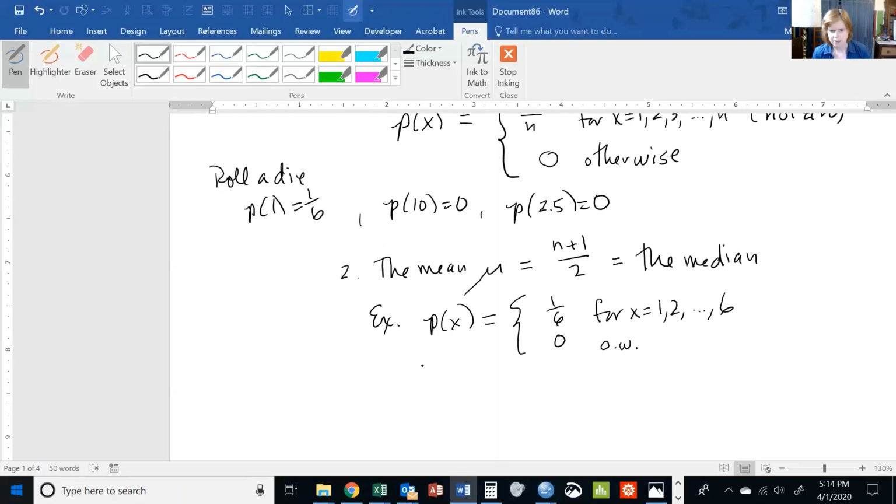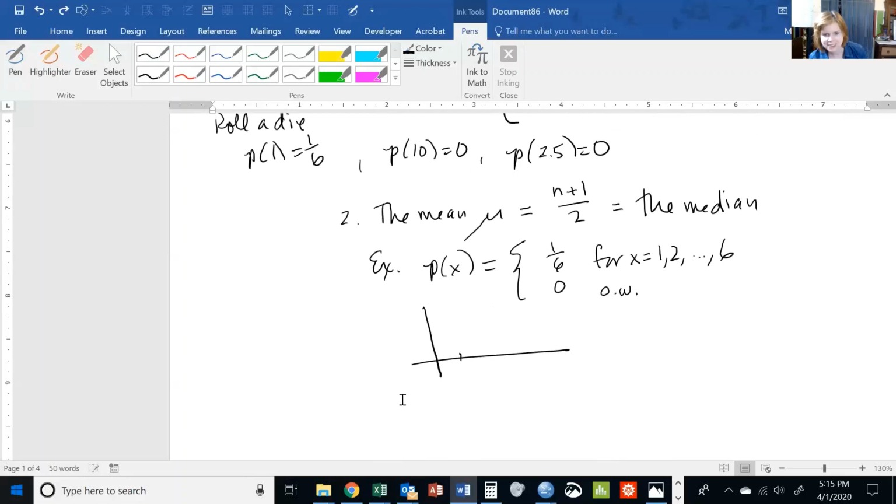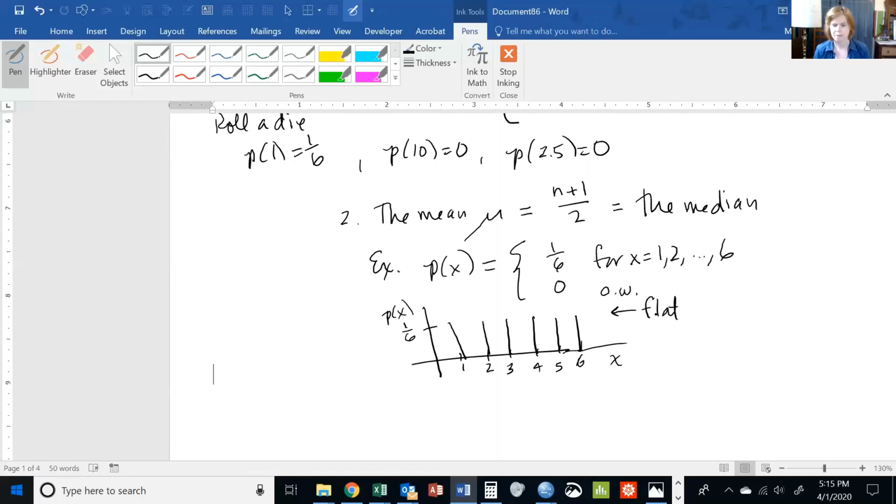If I did a little graph of this, I've got 0, not 0. I keep doing it, even though I keep telling you not to. This is 1, 2, 3, 4, 5, 6, my possible x's. And then over here is my p of x, and it's 1/6 for everybody. It's supposed to be vertical. So on my graph, this is flat. That's what uniform means. It's uniform all the way across the graph.